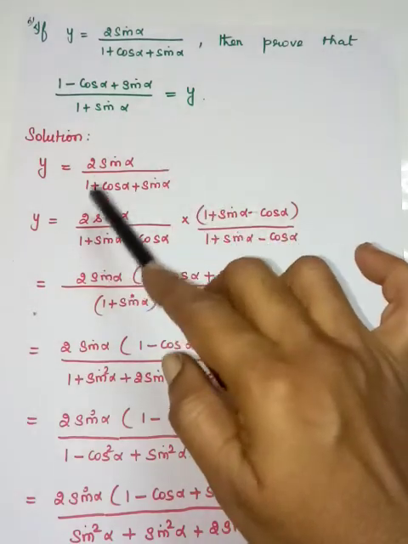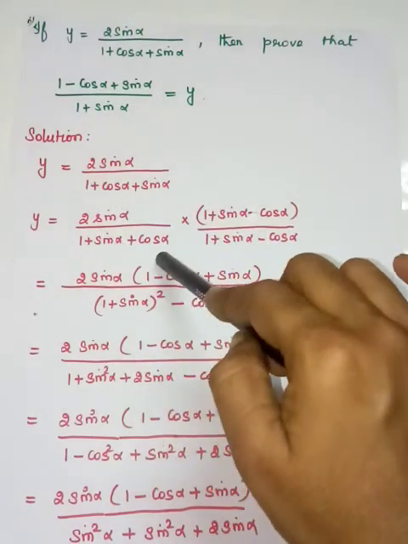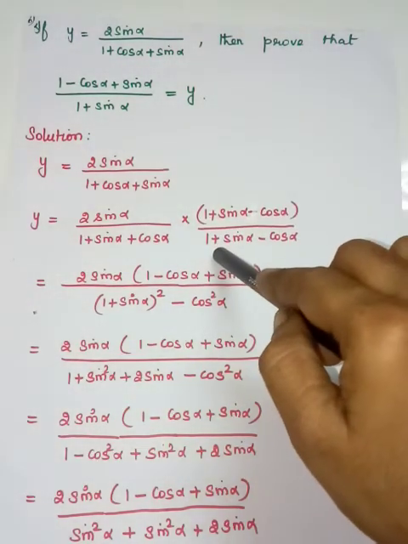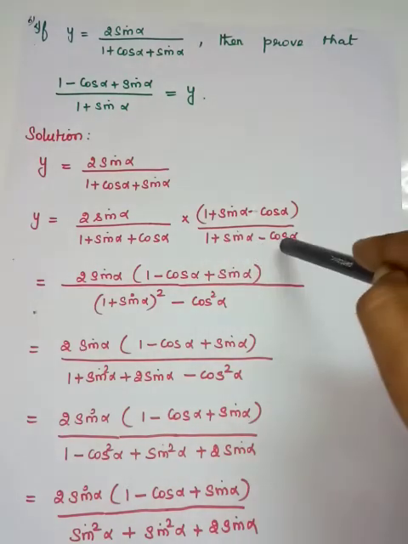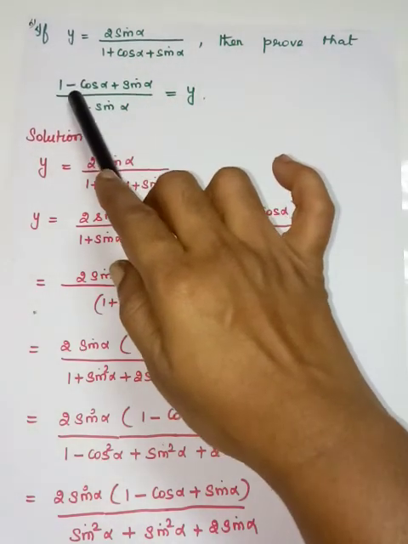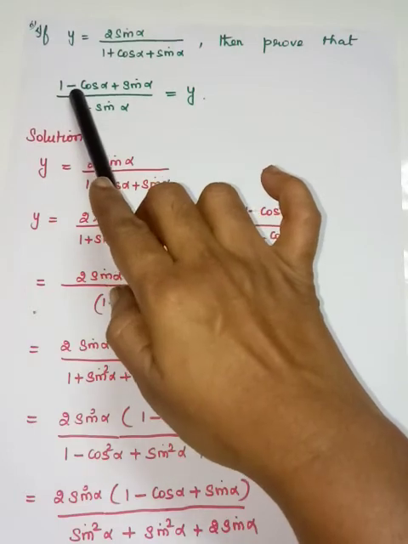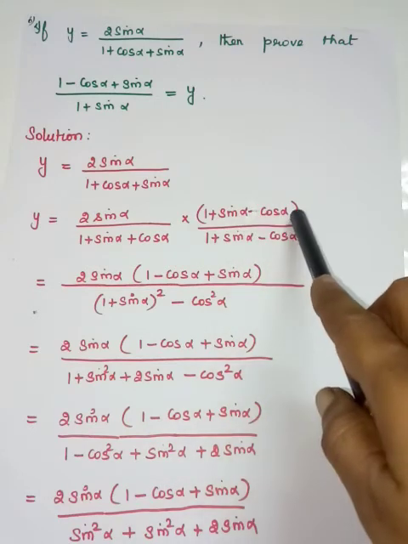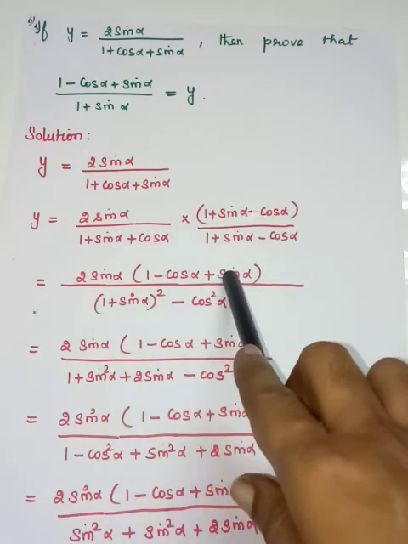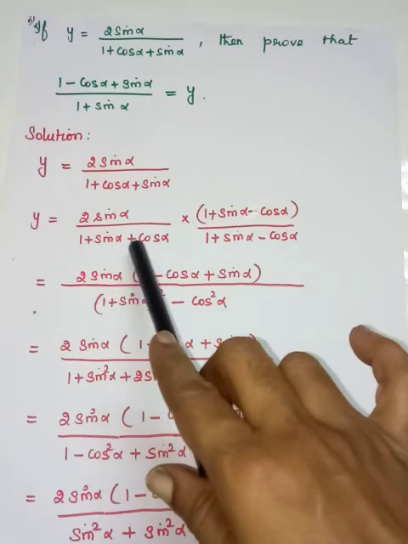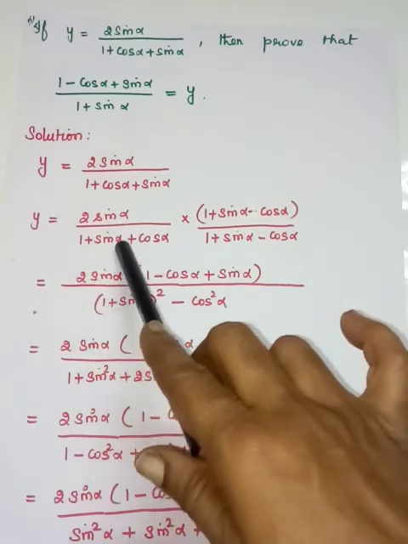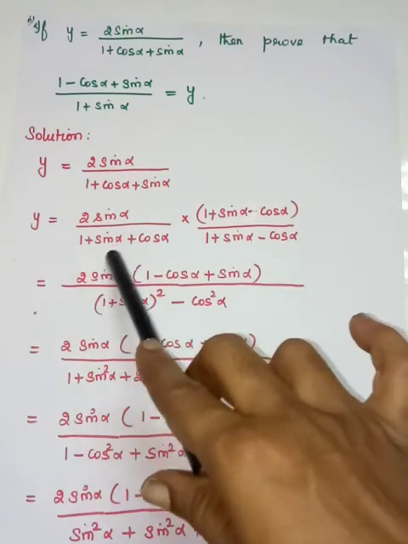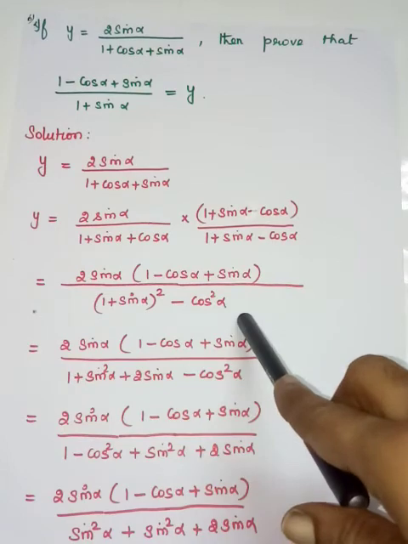You just take first 1 plus sin alpha plus cos alpha and take the conjugate 1 plus sin alpha minus cos alpha, divided by 1 plus sin alpha minus cos alpha, because in the result you have to prove, here you are having 1 minus cos alpha. So the conjugate is 1 plus sin alpha minus cos alpha. The numerator is multiplied. There is no change. And come to the denominator, it is in the form of a plus b into a minus b. So that is a squared. What is a? 1 plus sin alpha the whole squared minus cos squared alpha.